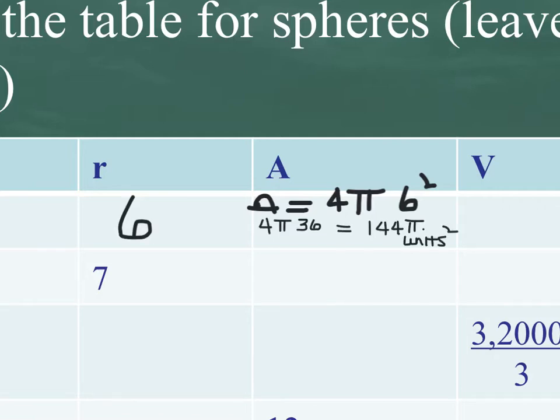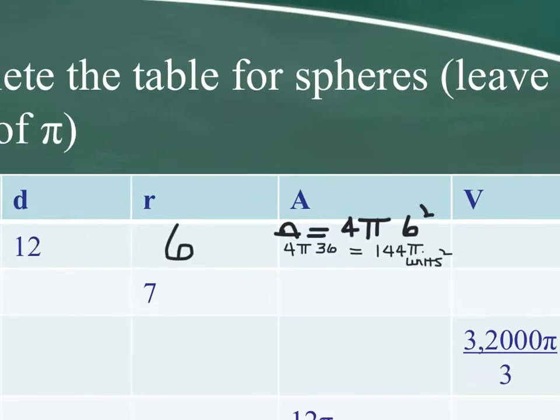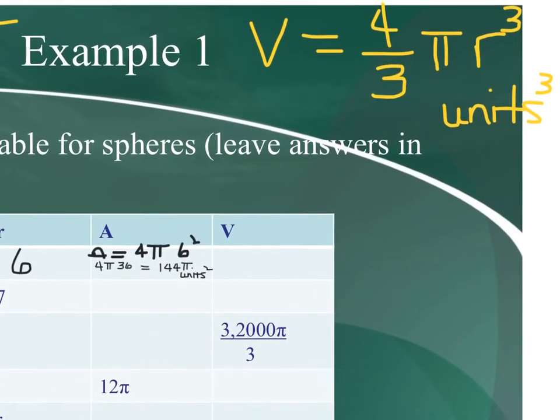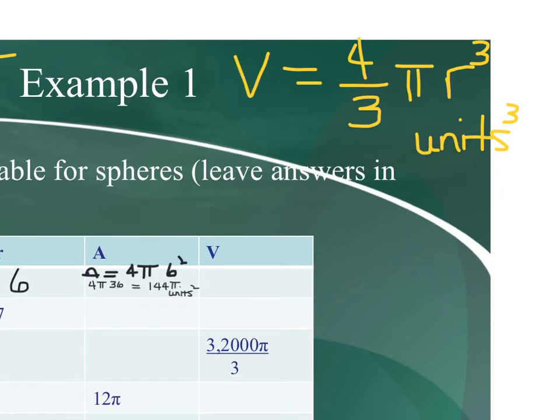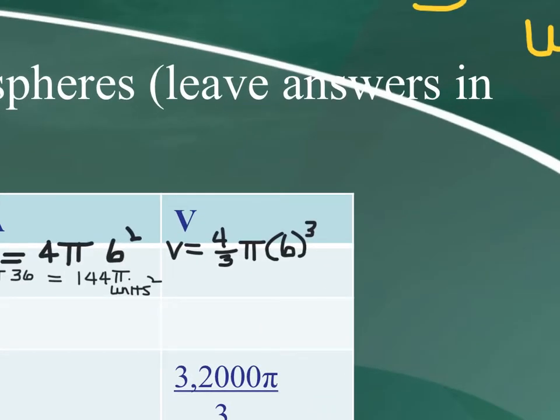Then for the volume, again, I'm going to use the formula up here in the corner that I wrote in yellow. So volume is going to be 4/3 times pi times my radius to the 3rd power. So I'm going to go ahead and multiply all that out. So 6 to the 3rd power, 6 times 6 is 36, times 6 again gives me 343.